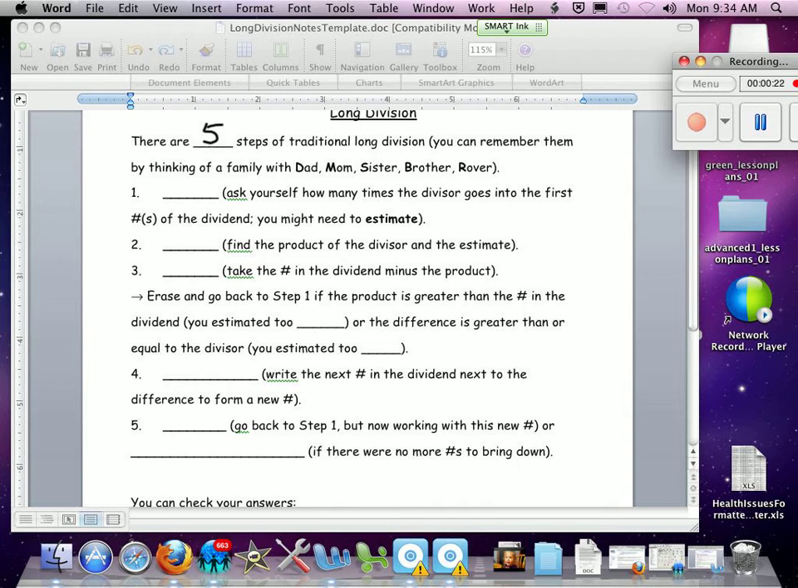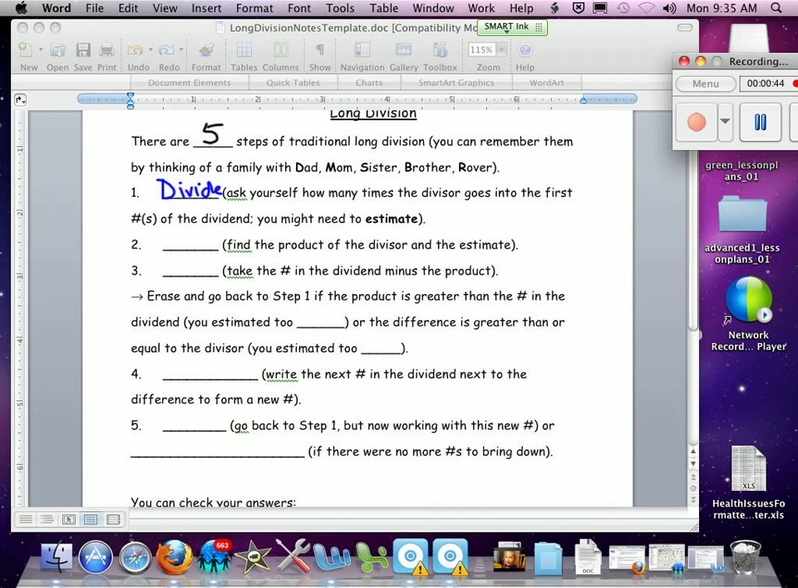Where dad has a step, mom has a step, sister has a step, brother has a step, and then Rover the dog has a step even. So dad tells you to divide. Which means ask yourself how many times the divisor goes into the first number or numbers of the dividend.